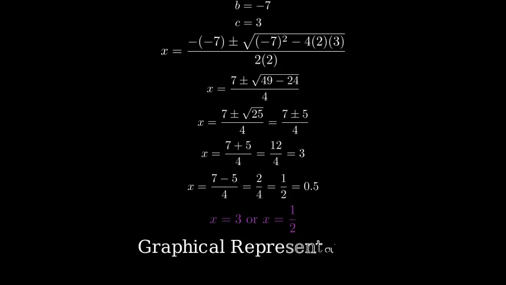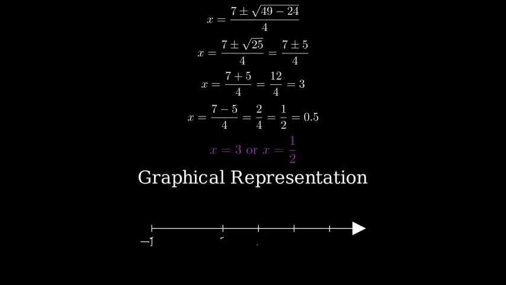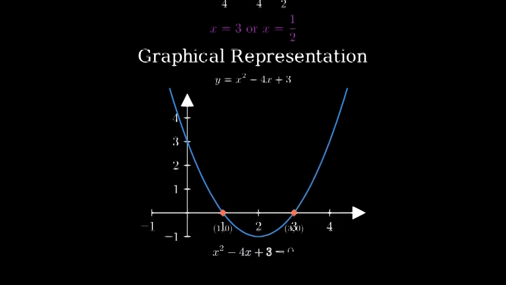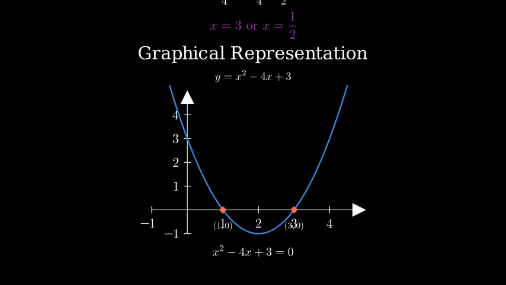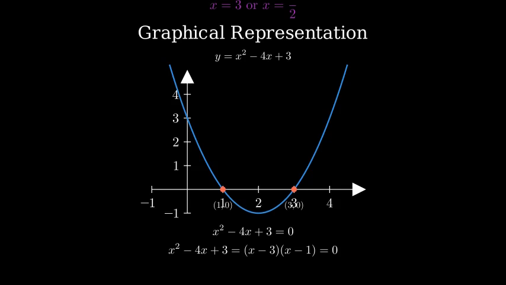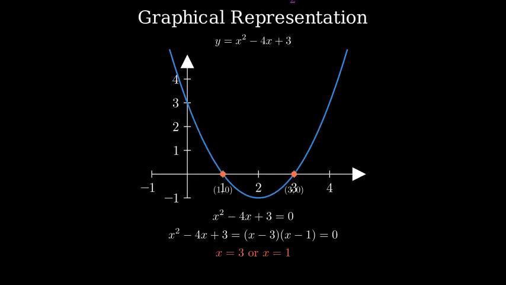Let's visualize quadratic equations graphically. A quadratic equation represents a parabola on a graph. For example, the graph of y equals x squared minus 4x plus 3 is a parabola. The x-intercepts, or zeros, of the parabola are the solutions to the quadratic equation x squared minus 4x plus 3 equals 0. We can factor this to get x squared minus 4x plus 3 equals (x minus 3) times (x minus 1) equals 0. So the solutions are x equals 3 and x equals 1, which correspond to the x-intercepts of the parabola.